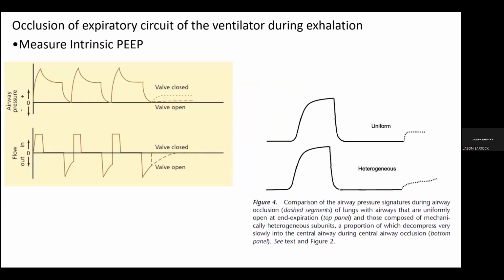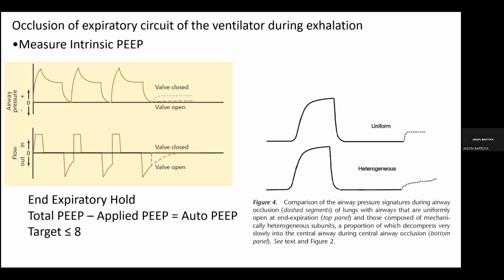We measure our intrinsic PEEP by getting an end expiratory pause, right? That'll give us our total PEEP, and we subtract the applied PEEP on the vent, and that gives us our auto PEEP or our intrinsic PEEP. And we're targeting an intrinsic PEEP less than 8 centimeters of water.